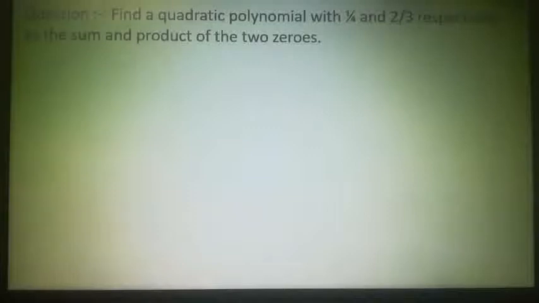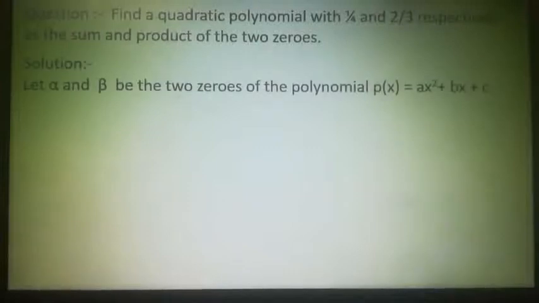Find a quadratic polynomial with 1 by 4 and 2 by 3 respectively as the sum and product of the two zeros. That is, we have to get the polynomial where the sum of the two zeros, say alpha and beta, alpha plus beta is 1 by 4, and when you multiply the two zeros, you get alpha into beta equal to 2 by 3. So you have to form a polynomial with these relations. Okay, so let us see how to proceed.